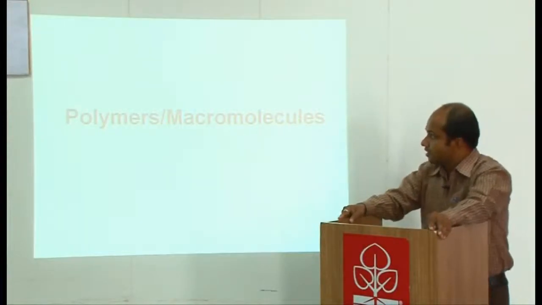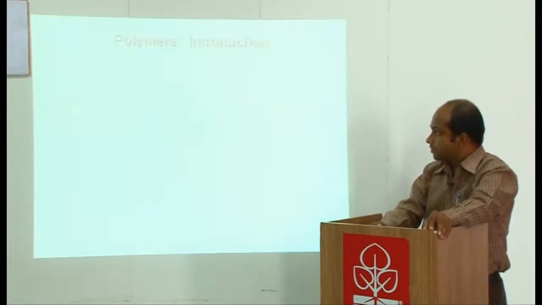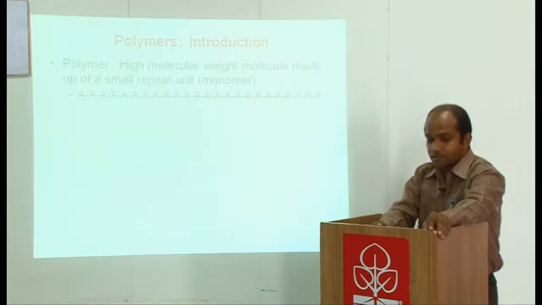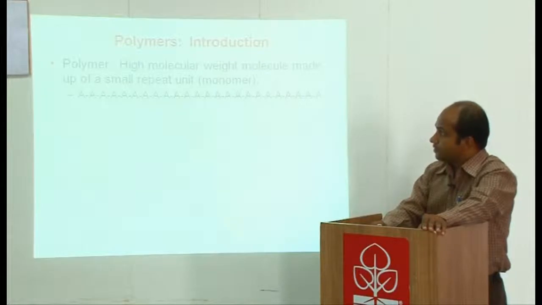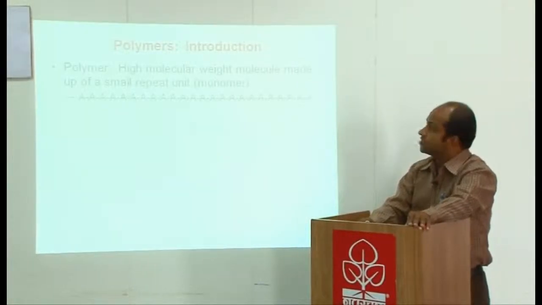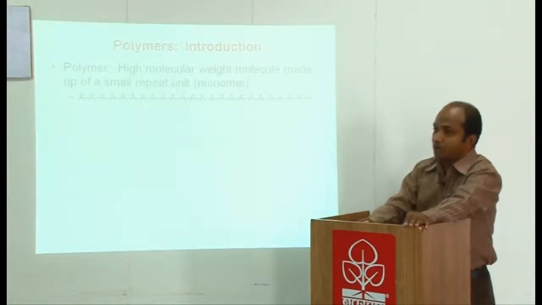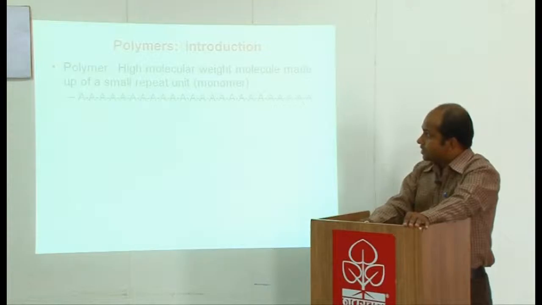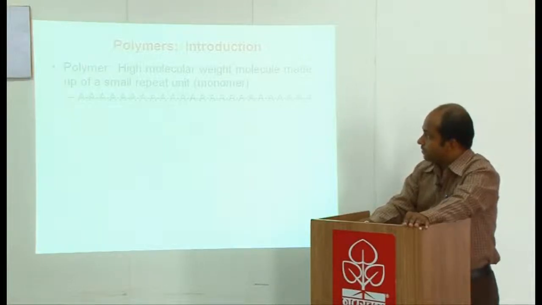So let us discuss polymers. They are also known as macromolecules. So the question that arises is, what is a polymer? Polymer is an abbreviation of two terms, poly meaning many and mer meaning units. So polymers are generally high molecular weight molecules made up of small repeating units. This repeating unit is known as a monomer. So in this case, A is a small molecule which is getting repeated, so A is a monomer.